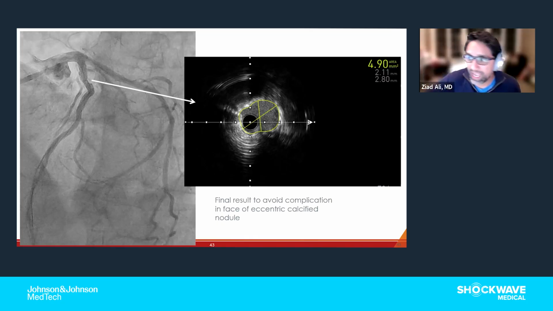And that goes back to the title of this talk, is that IVL works in a range of morphologies. And then if we tie that to really James's talk, the fact is IVL doesn't know whether the calcium's eccentric or concentric. It doesn't care. It just delivers the energy into the wall. Where there's low impedance, it basically disappears, like hitting a pillow with a hammer. And where there's high impedance, it's going to create fracture.